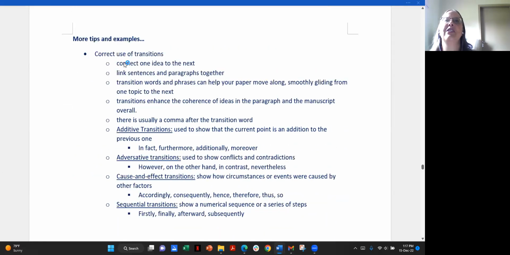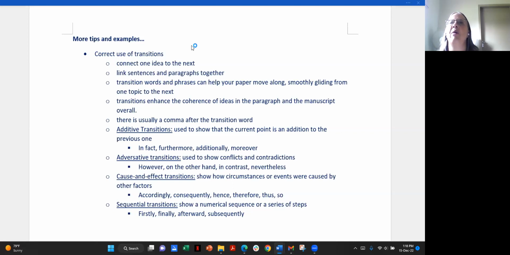A couple more tips and examples. One thing that is quite a common problem that happens with people who do not have English as their first language is the correct use of transitions. It's quite hard to do if you don't speak English every day. For me, it's something I don't think about, but when I read manuscripts, you can see that it's an area where people do battle. So a transition connects one idea to the next. It links sentences together, and it links paragraphs together. And they help your paper to move along smoothly and go from one topic to the next.